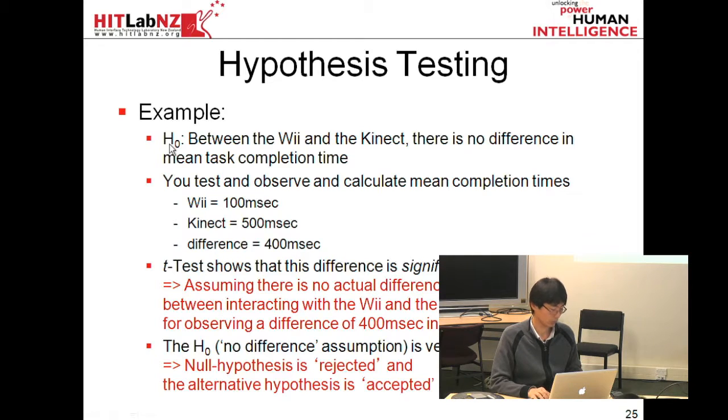So let's go with an example. Let's say we compared V and Kinect, and we wanted to say that Kinect is faster than V. Since that's what we want to show, we have to make an opposite statement for the null hypothesis, saying between the V and Kinect there was no difference in mean test completion time. So that's the null hypothesis. And through the experiment, we were trying to disprove or reject this. Once we tested, we observed that V took on average 100 milliseconds to complete the task, Kinect took 500 milliseconds, and there is a 400 millisecond difference.